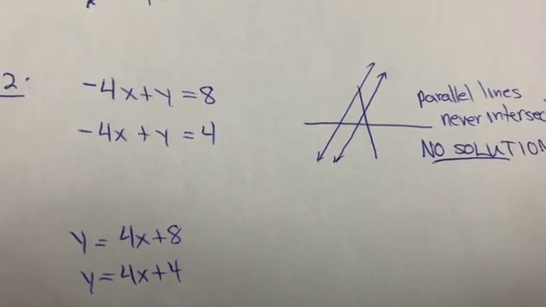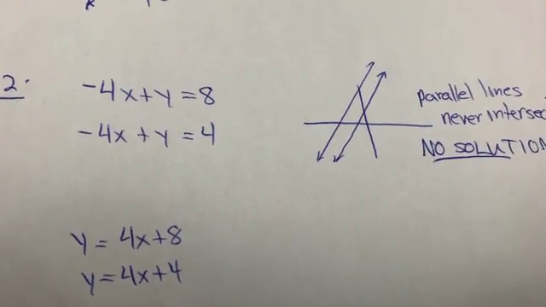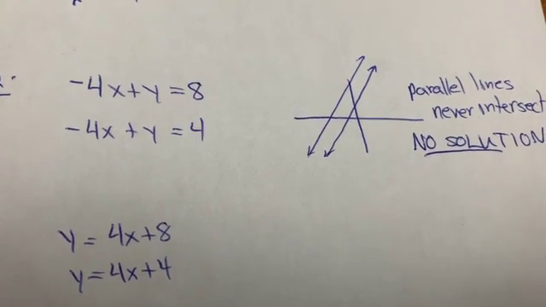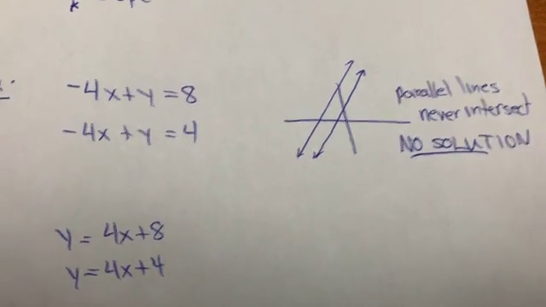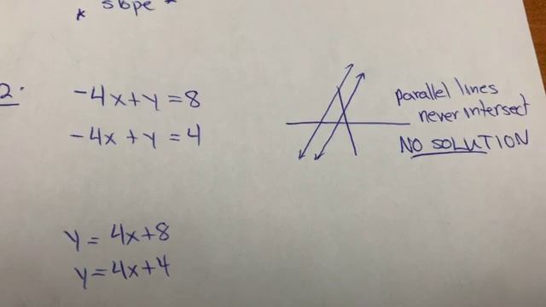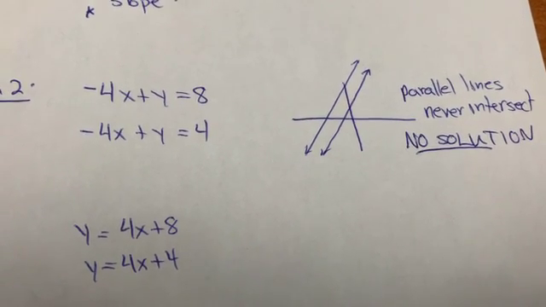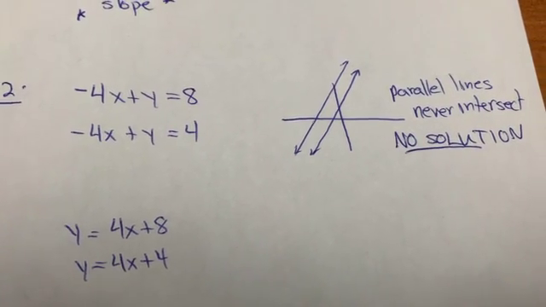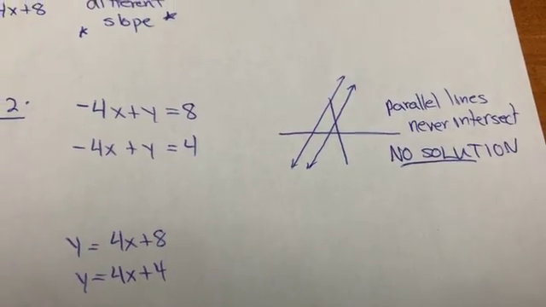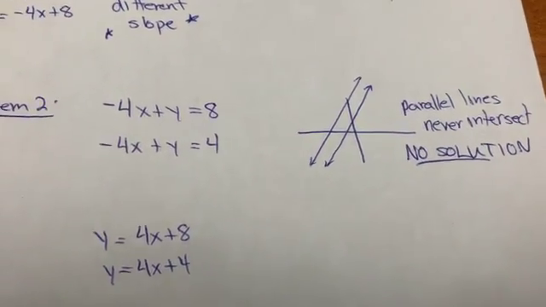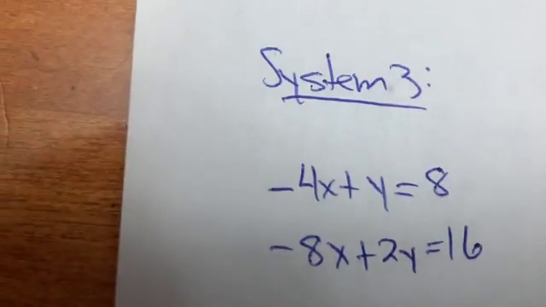One of them is y equals 4x plus 8, and one of them is y equals 4x plus 4, and they both have a slope of 4, which means they can't intersect each other ever. And given that they have a different y-intercept, they just are two parallel lines, meaning that system has no solution whatsoever.